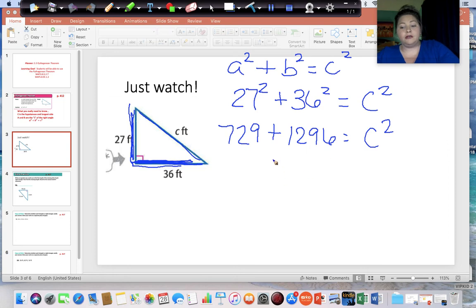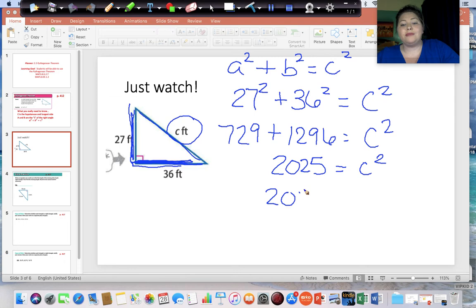And we get 2025 equals C squared. Now, 2025 is not C. That is not what C is equal to. 2025 is equal to C times C. So what we need to do is find C. How we do that is we find the square root of 2025. So we take 2025, you can do this in your calculator, and get the square root of it.